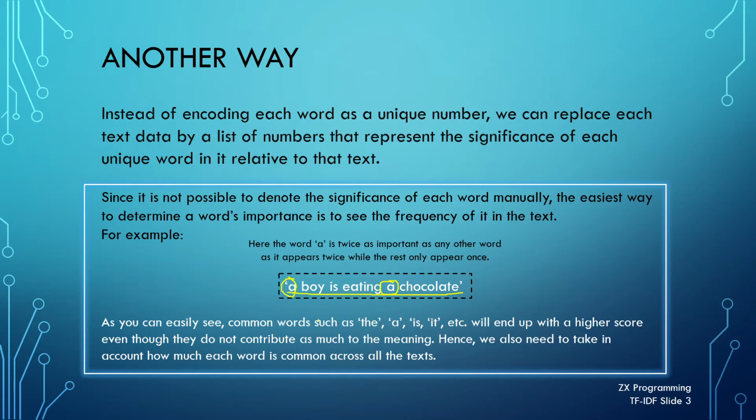As you can easily see, there is still a problem with such an encoding. The problem is that important words such as boy, eating, and chocolate, which either denote a noun or a verb, are weighted much less compared to very commonly occurring words such as a, and, the, is, it, etc. These words appear much more often in a single text data as well as in a series of text data. Hence, they will be assigned a higher weightage if we go by this encoding. So we need an even better metric.